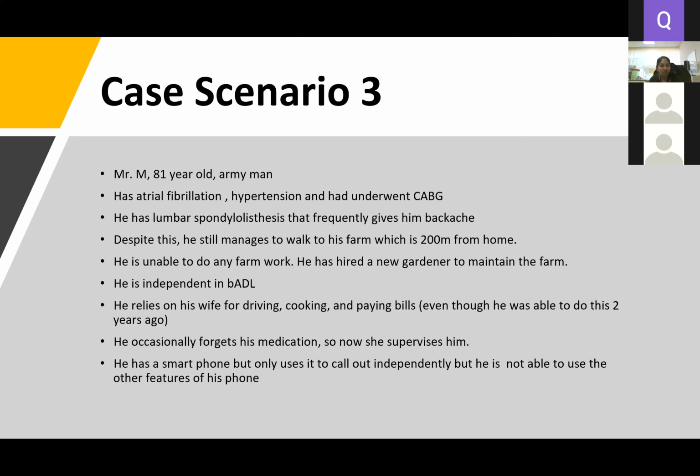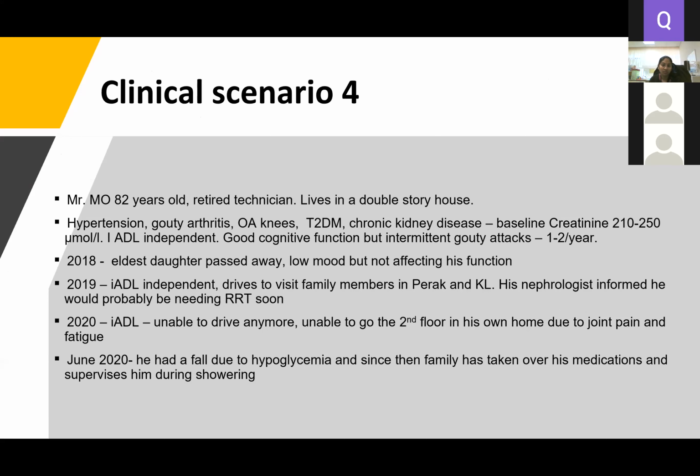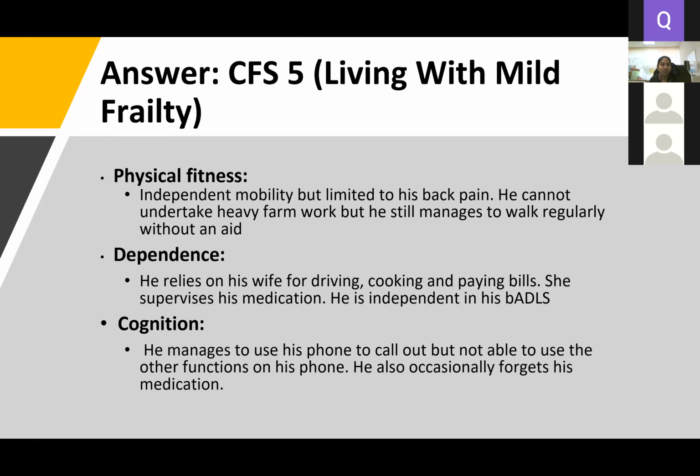He has a smartphone, but he only uses it to call out independently, and he's not able to use the other features of his phone. So again, this gentleman is somebody who's still independent in his BADL, but he already needs to rely on his wife for some important aspects of his daily life. So again, the answer would be he's somebody with CFS 5, living with mild frailty.